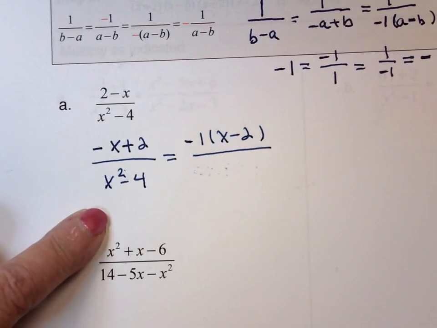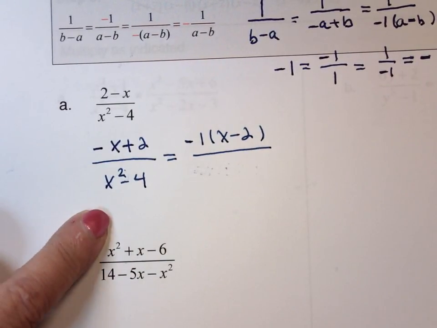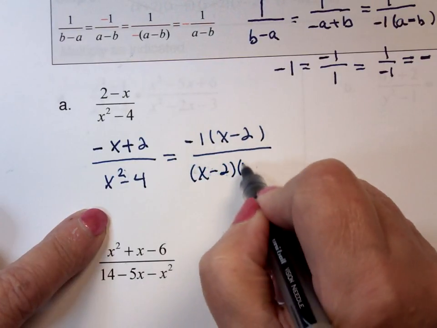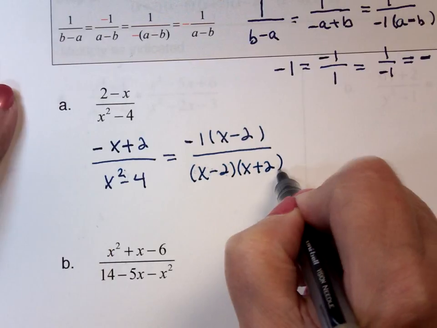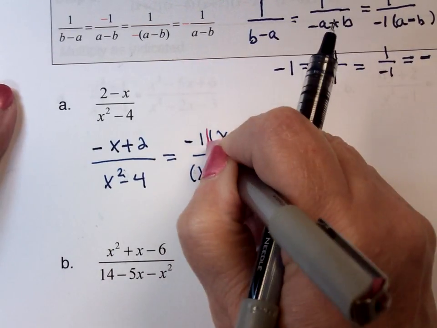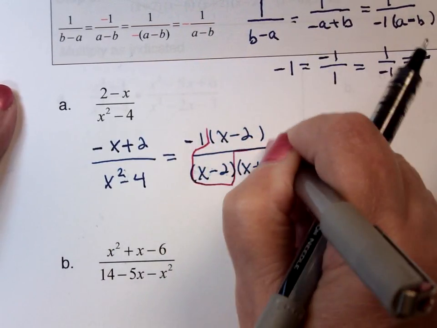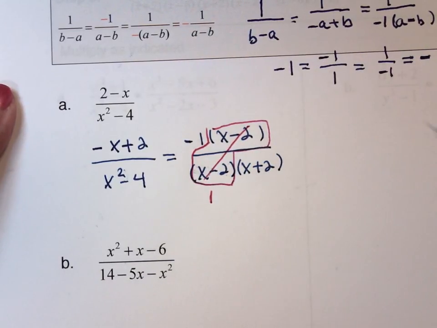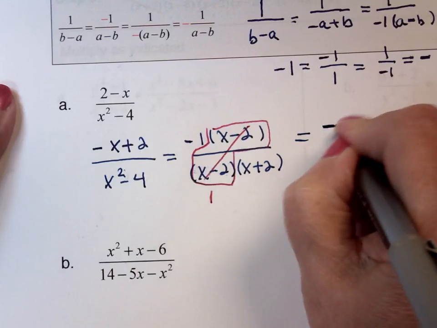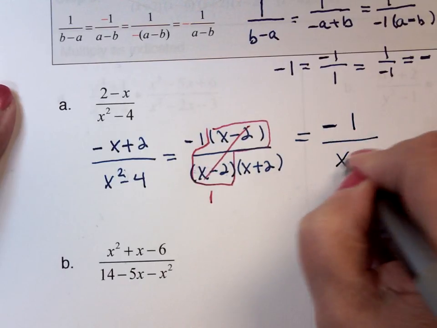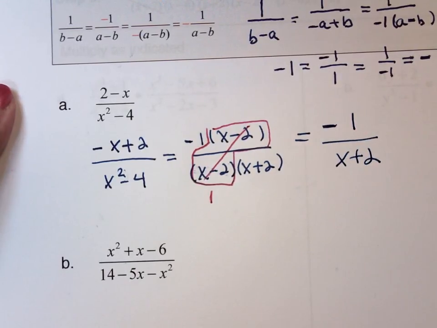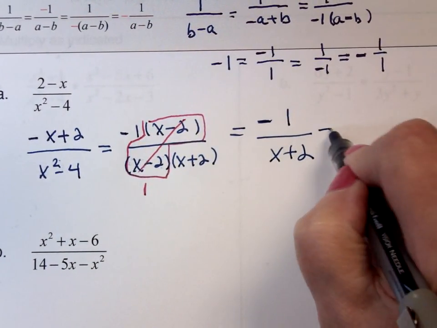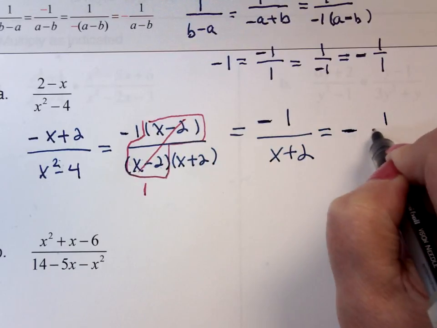And what is the denominator? Difference of squares. And now what you notice is that you've got an x minus 2 divided by x minus 2, that forms 1. So this is -1 over x plus 2. Or your book might just say, well, that's the same thing as just put the minus out in front of the fraction bar.